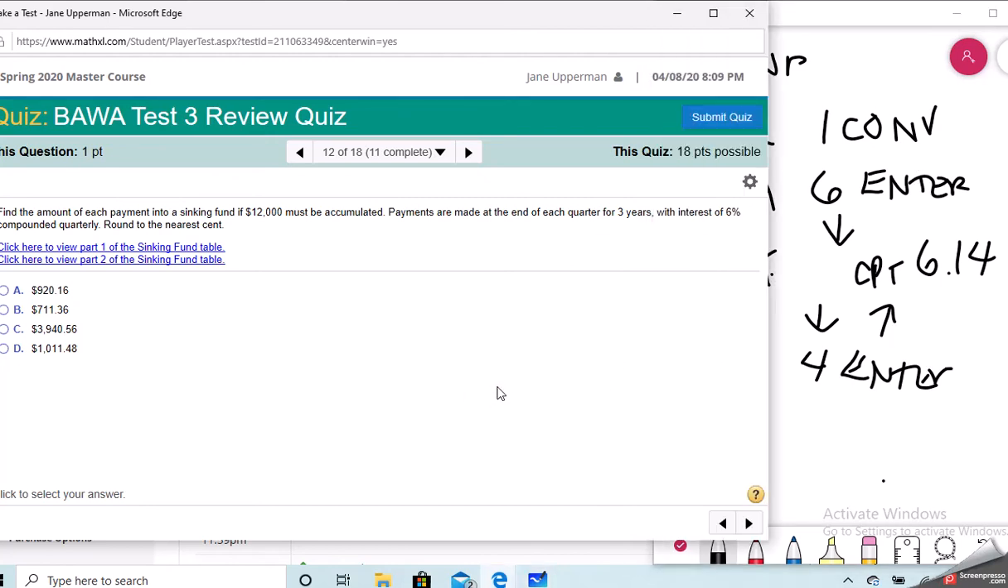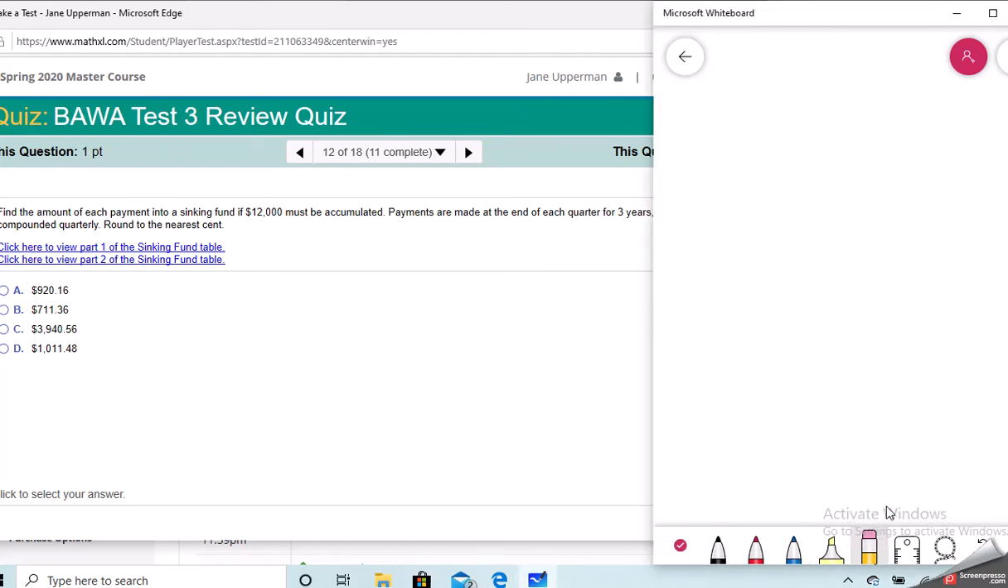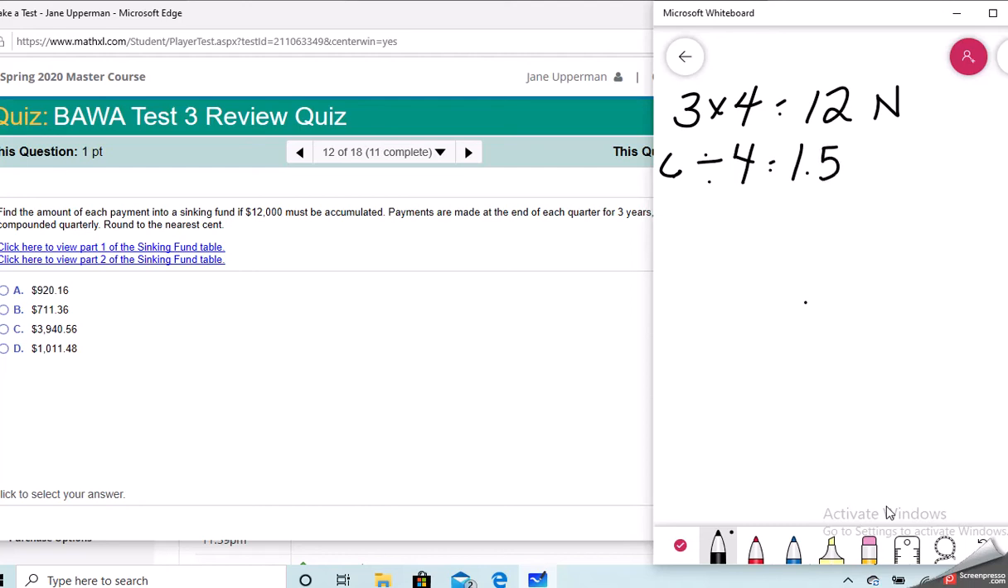Okay, then they have find the amount of each payment into a sinking fund if $12,000 needs to be accumulated quarterly for 3 years. Okay, so our N is going to be 3 years times 4 quarters. So we've got 12 as our N. We've got 6% compounding quarterly. So that's going to give us 1.5, right? And that's our IY.